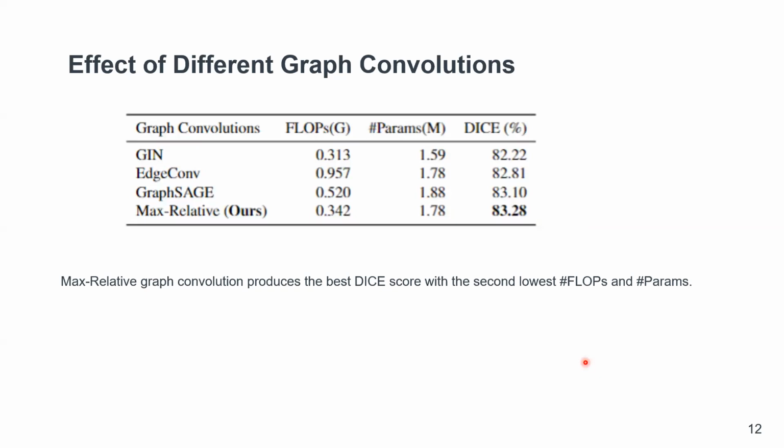Here we compare different graph convolutions, and from this table we can see that max-relative graph convolution is the best performing with the second lowest FLOPs and parameters, and that's why we recommend using max-relative graph convolution in our decoder.